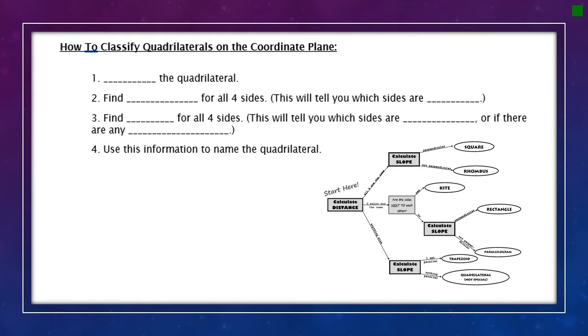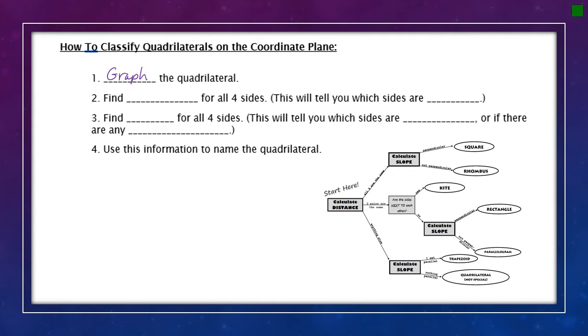These are the steps that you'll need to follow when you're trying to classify quadrilaterals on the coordinate plane. The first thing you want to do is graph the quadrilateral. This doesn't have to be anything fancy, just a rough sketch so that you can get an idea of what you're looking for, or if any of your answers are way off.